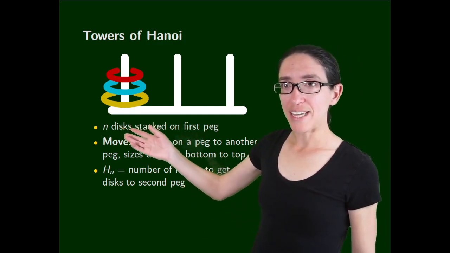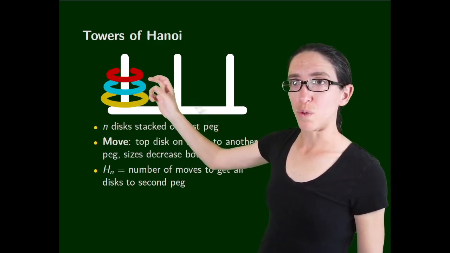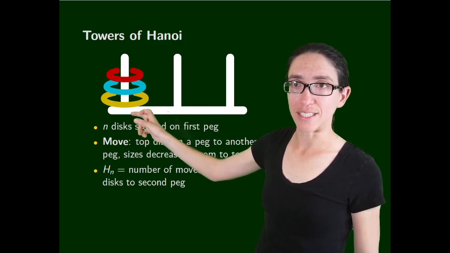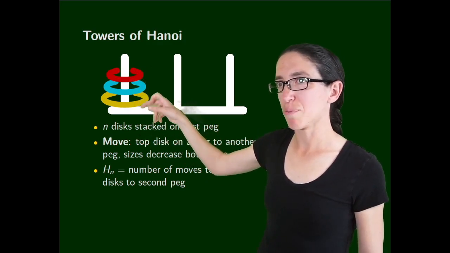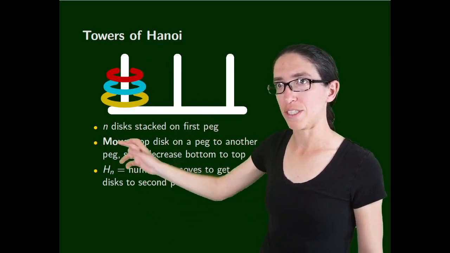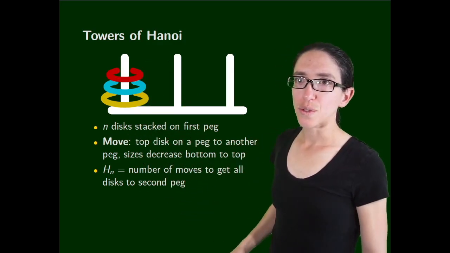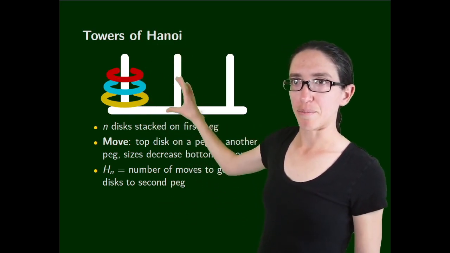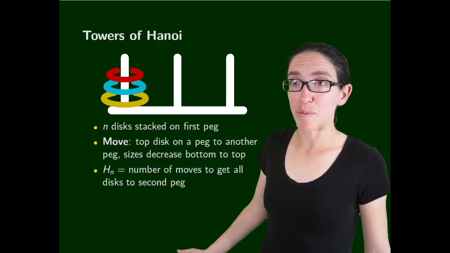And this involves n disks stacked on the first of three pegs on a board. You're allowed to move one disk to another peg as long as the disks on each peg are decreasing in size from bottom to top. So a smaller disk can rest on a larger disk, but you can't put a larger disk on top of a smaller disk. You see the yellow one is the widest here, and then the blue is middle, and the red is smallest. So h sub n is the number of moves to get all the disks onto the second peg, but you're only allowed to move one disk at a time. So how can we even do this, and what's the minimum number of moves?